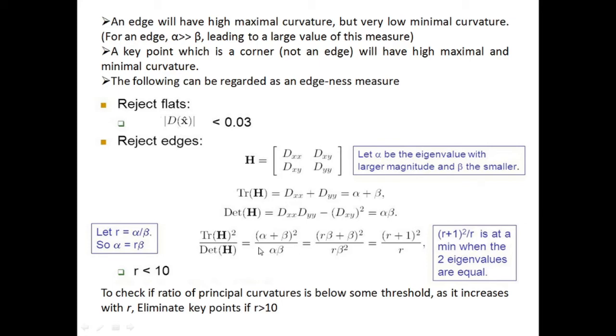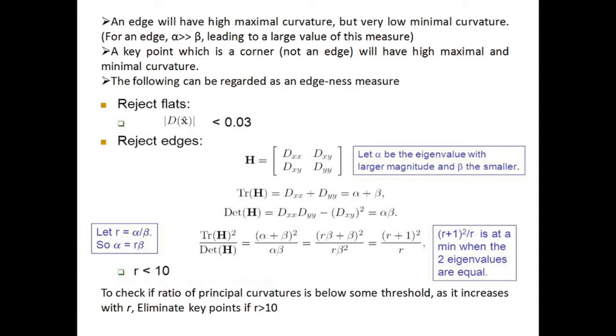So r plus 1 whole square by r will be minimum when alpha equals beta, that means r equals 1, can I say? Okay, now to check if the ratio of the principal curvature is below some threshold, we eliminate key points if the ratio is greater than 10. So that is what we are doing here.